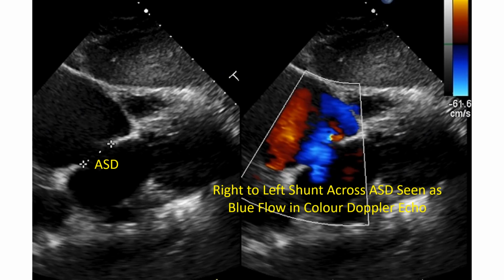ASD leads to shunting of blood from left atrium to right atrium as the latter is at a lower pressure. This increases the blood flow to the lungs. Increased flow leads to dilatation of pulmonary vessels and in the long term, reactive pulmonary hypertension.